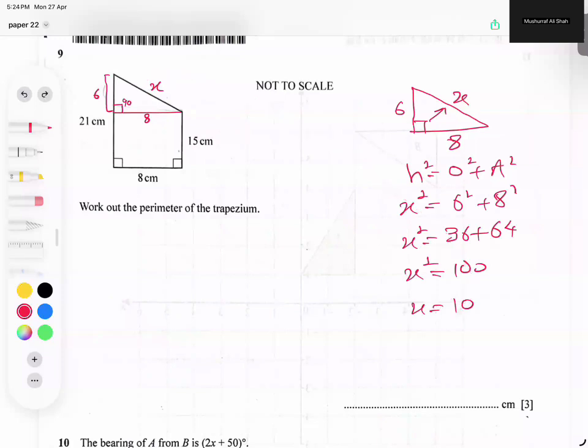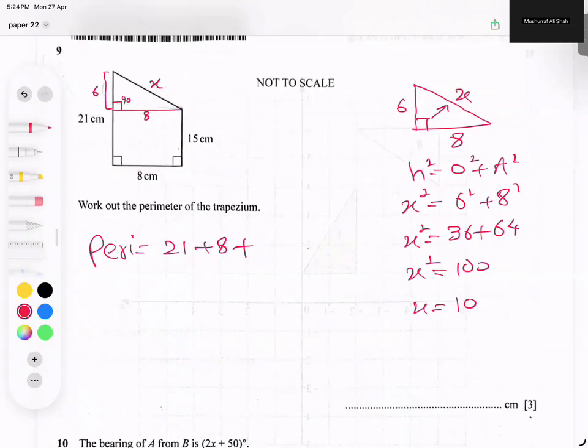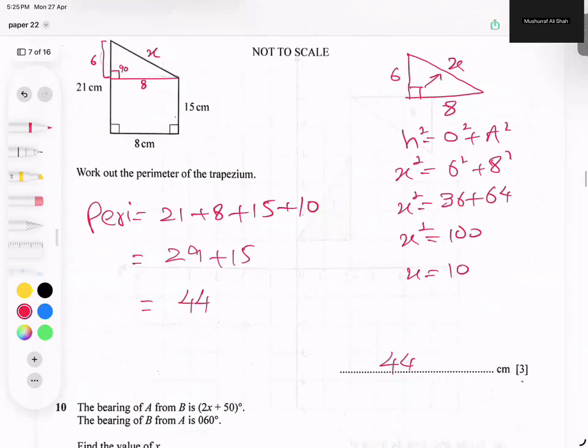So perimeter is nothing hard to find now. I'm starting from any one point, from the peak here, going down and this way. First of all 21, then 8, then 15, and then the x value is 10. If I check it, here I'm getting 29 and 15. Then 9 plus 5, 14, 1 carry. So I got 44. I hope the point is very clear. So this is done. Next question.